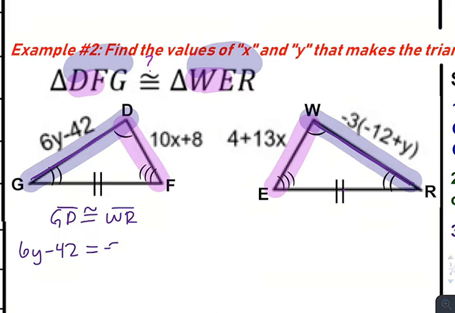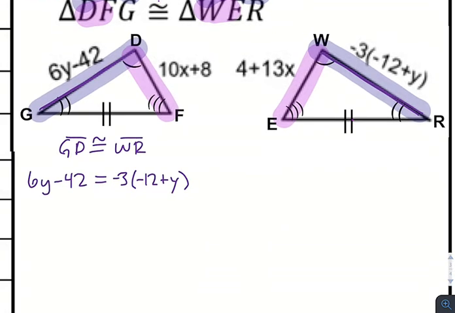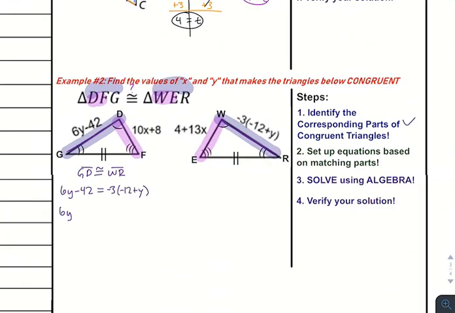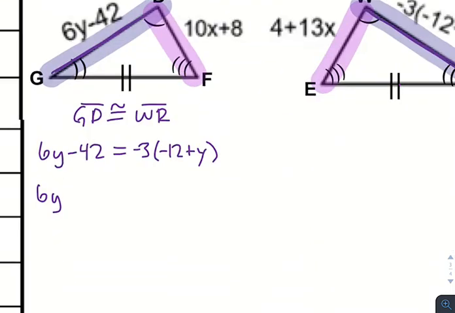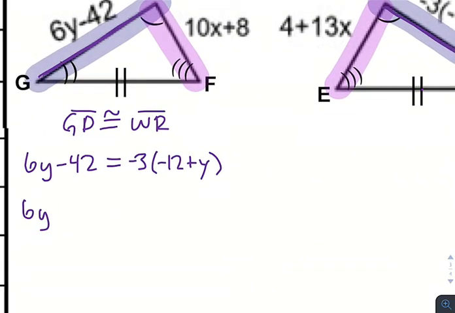So we identify the corresponding parts. Now we actually have set up equations. We now have to solve using algebra. So we can do a little simplification here. 6y minus 42. Here we have to do some distribution. So we have a -3 times a -12. That's going to be a positive 36 because 3 times 12 is of course 36. Two negatives make a positive. And then we have the -3 and the positive y, so we have a -3y.